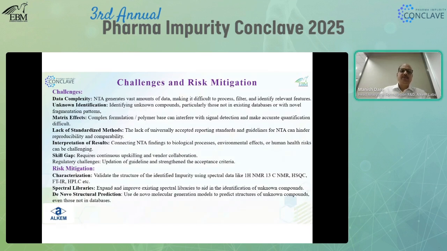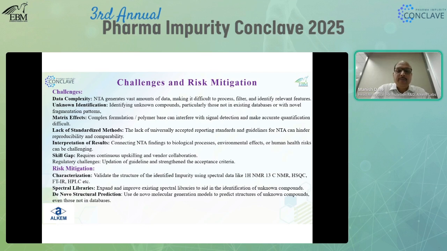Now coming to the challenges of NTA and SSA. Of course, NTA generates a vast amount of data, making it difficult to process, filter, and identify the relevant features. Unknown impurity identification is also very, very challenging. The data assessment, evaluation, method development, validation, and providing information to the agency are also very challenging tasks to identify these unknown impurities. And the matrix effect is also playing a big role for formulations.